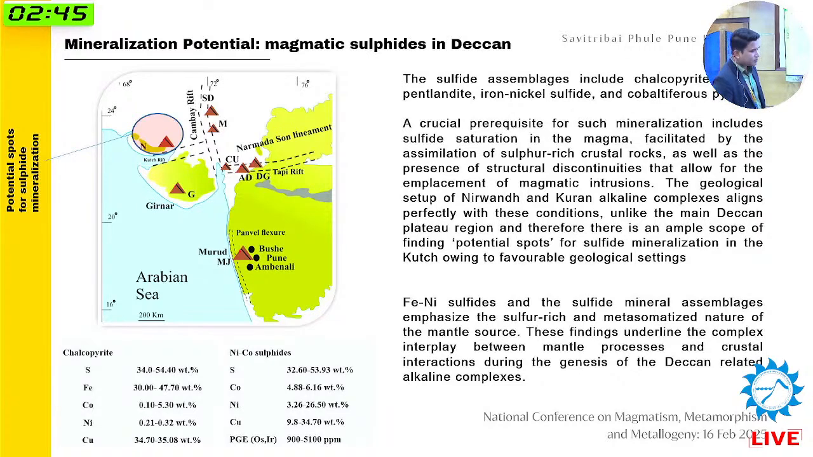To conclude, we have a prerequisite for such mineralization, which includes the sulfide saturation of the magma. Sulfide saturation can be increased by the assimilation of sulfur-rich crustal rocks, and we also need structural discontinuities for their emplacement. These two criteria exactly meet in the Nirvan and Kaladungar area, where we have intrusions in Mesozoic sedimentaries, and the area is known for its structural discontinuities.